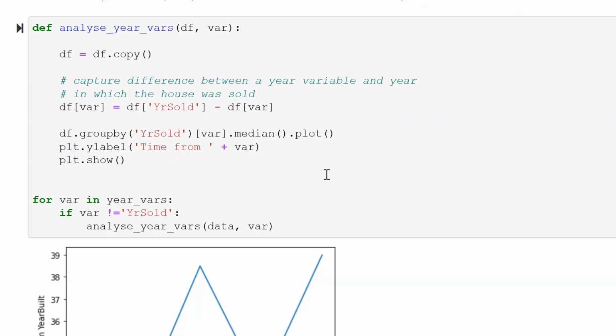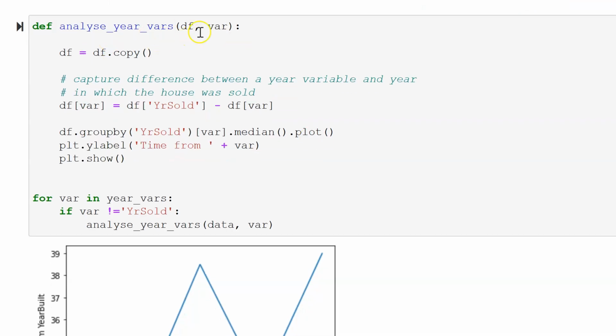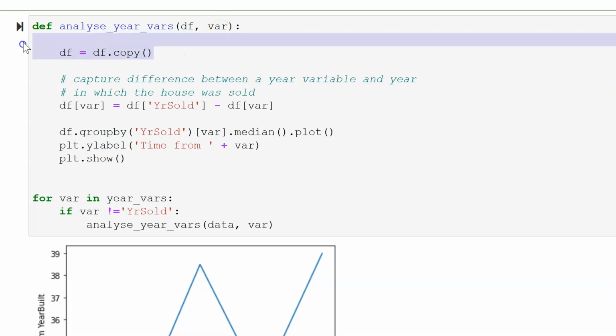So in order to analyze that, we are going to create this function that takes in the data frame and the variable that I want to analyze. I make a copy, so I make sure not to overwrite the data frame. And now I determine the time between the year in which the house was actually sold and the year in which the house was built or remodeled, or the year in which the garage was built. Then I group by the year in which the house was sold, and then I determine this elapsed time between the sold and the building of the house, and then I plot it.